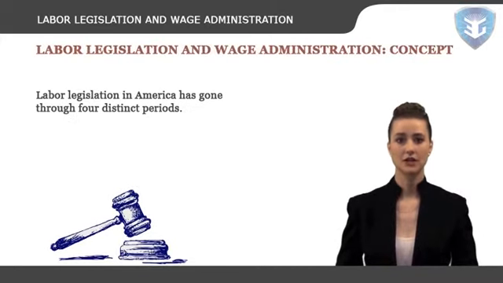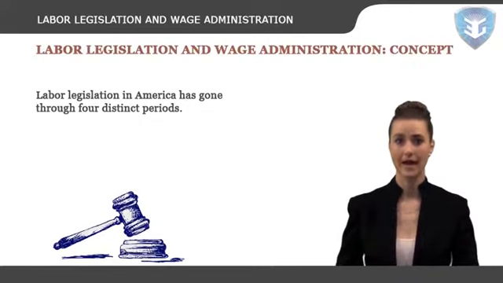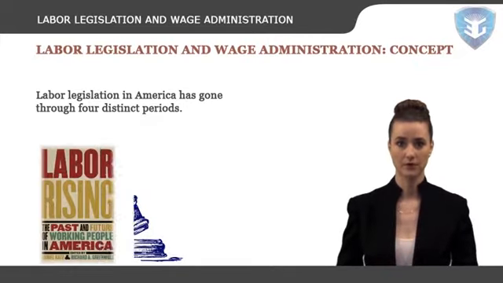Labor legislation in America has gone through 4 distinct periods. Before the late 19th century, legislative intervention in the master-servant relationship had been extremely rare and episodic, and common law and court policy had long prevailed as the dominant legal framework.